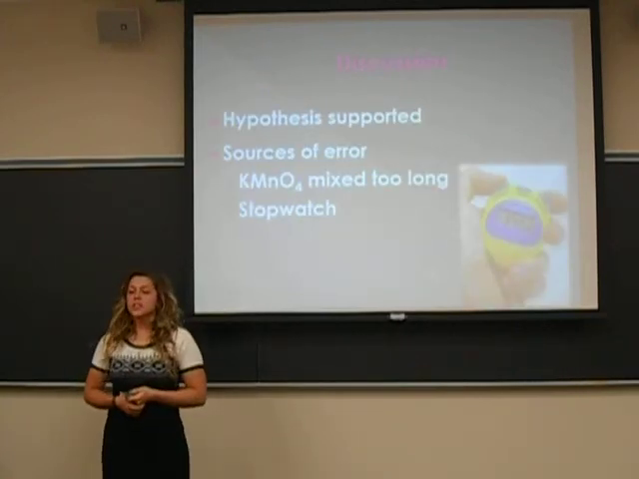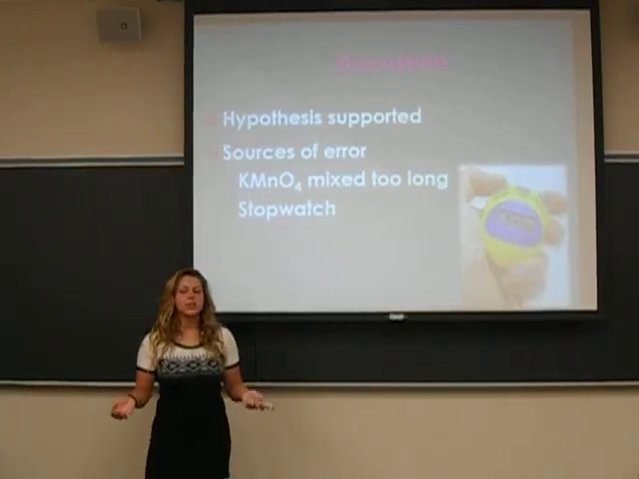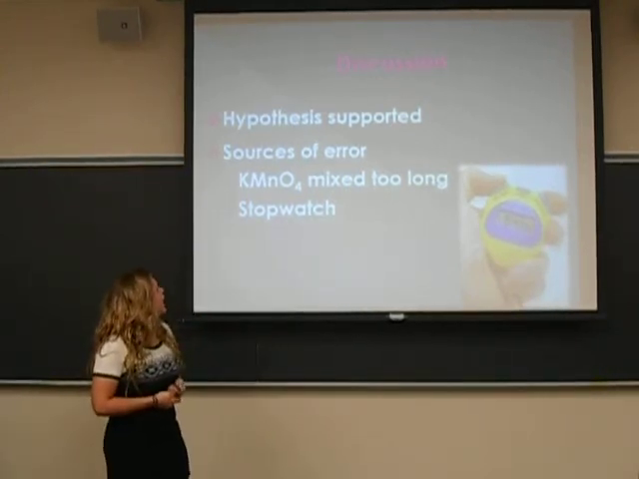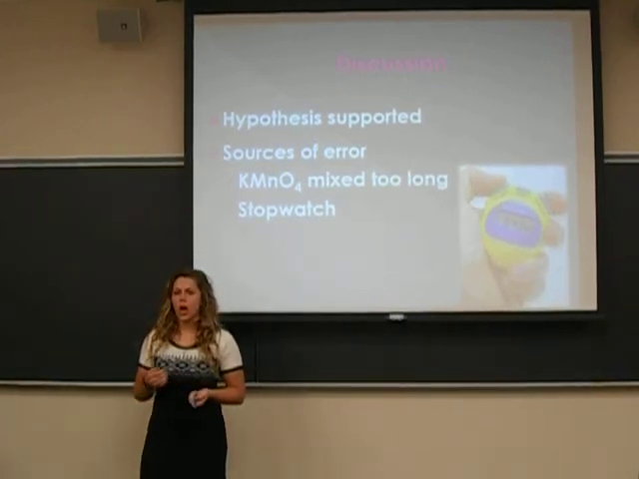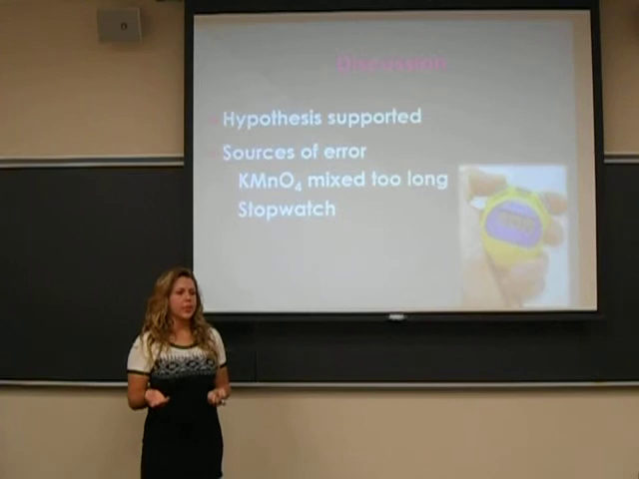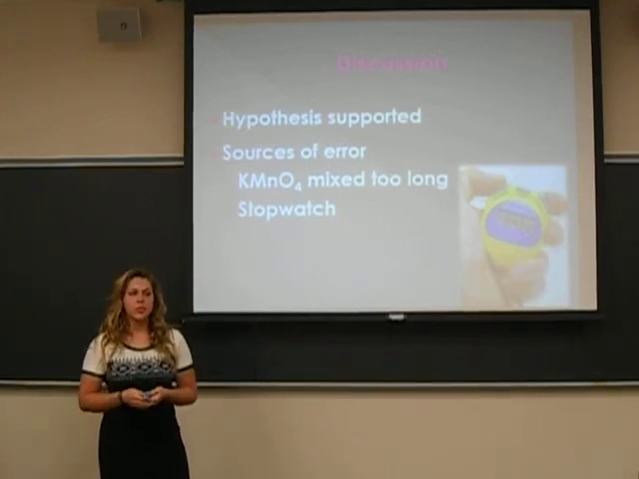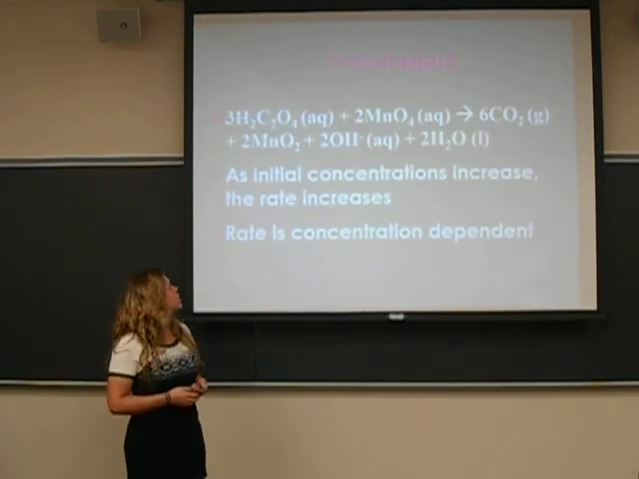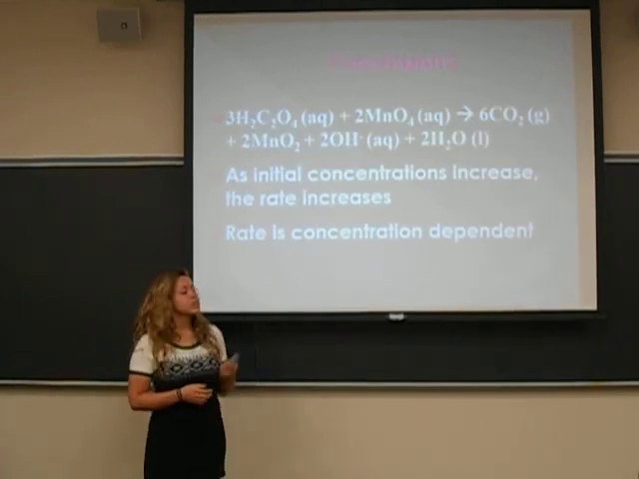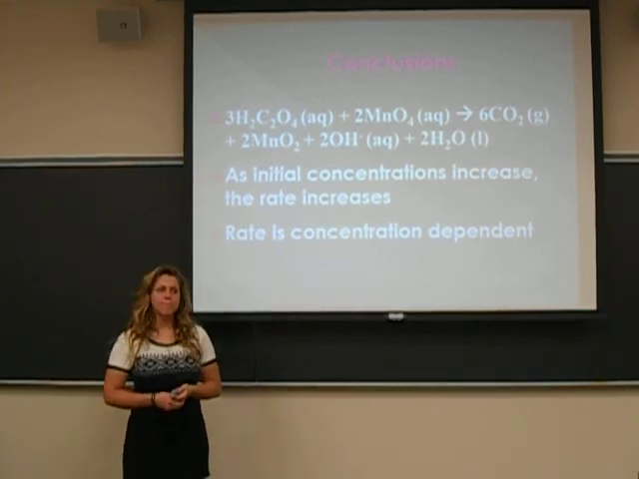So our hypothesis was supported that as the initial concentration increased, the rate would also increase. Some sources of possible error could be that the permanganate was mixed too long before it was transferred to the cuvette and placed in the CHE120, or a delay in pressing the stopwatch when the percent transmittance just passed 30. So we conclude that as the initial concentration increases, the rate increases, and rate is therefore concentration dependent.